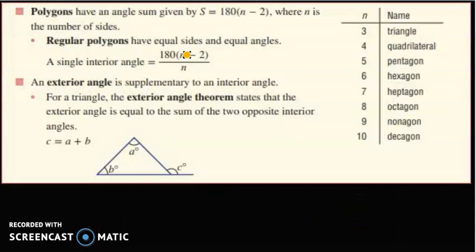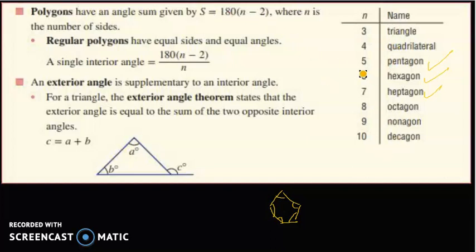Now something about polygons. Polygons have an angle sum given by this formula: S is equal to 180 times (n minus 2), where n represents the number of sides. Polygons means a figure having more than 3 or 4 sides. So how do we count the total sum of angles in any polygon? A polygon having 5 sides is called a pentagon, 6 sides a hexagon, then heptagon. So we have a formula to calculate the sum of the angles of any polygon.